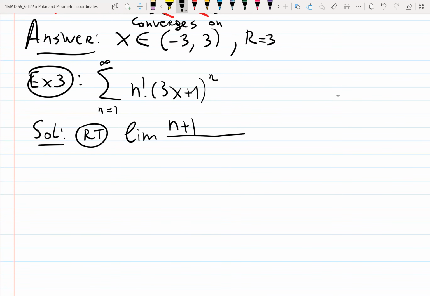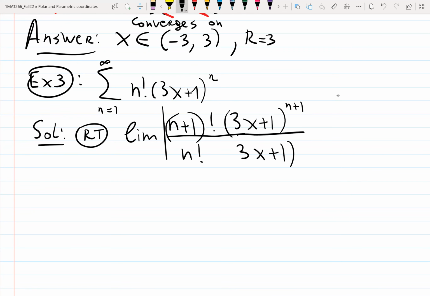For this example, you repeat the whole process, but it's going to be different. Absolute value, n plus 1 factorial over n factorial, multiplied by 3x plus 1 to the n plus 1, divided by 3x plus 1 to the n. You see, I'm collecting the terms right away, over n. N goes to infinity. So let's simplify what we can and see what's going to happen as n goes to infinity.